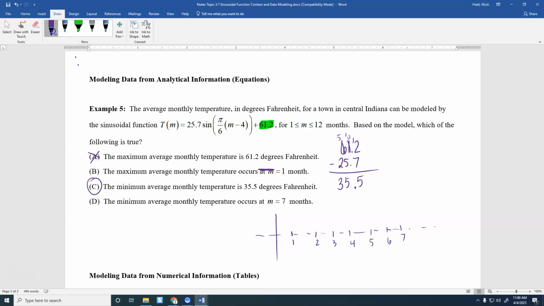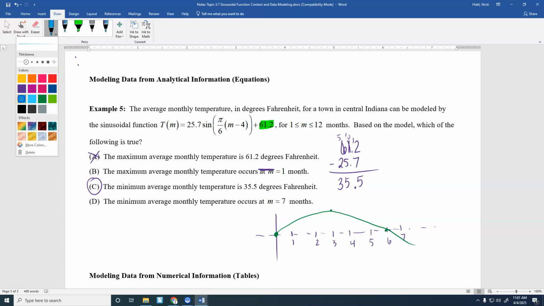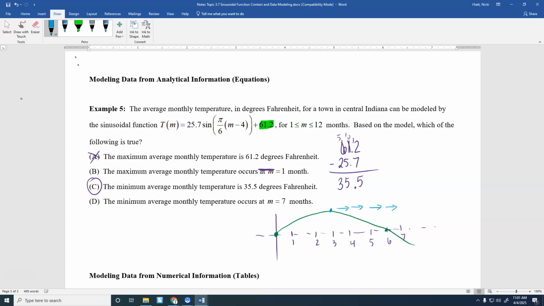Like sine would start here, and then you would have a maximum. A full period would be 12 months, so at 3 you'd be at maximum, then minimum like that, but it gets shifted to the right 4. So this would go right 1, 2, 3, 4. That maximum would be at 7, but this says minimum. The maximum's not going to be at 1 because that maximum's going to be at 7. It can't be at both places, which makes sense.